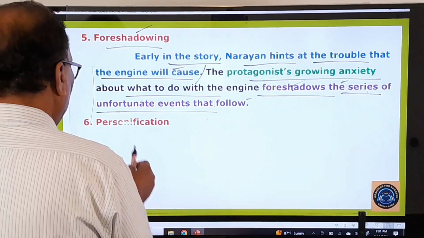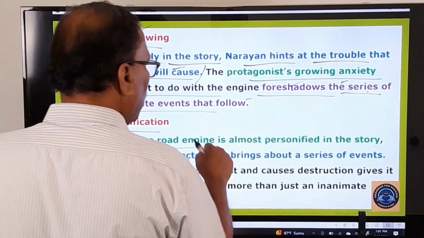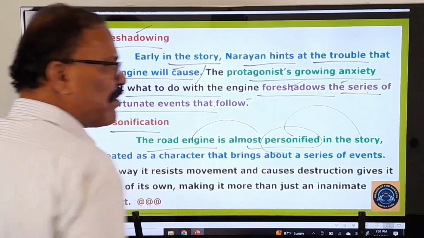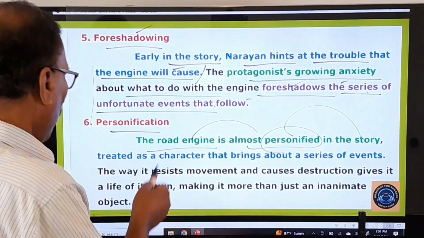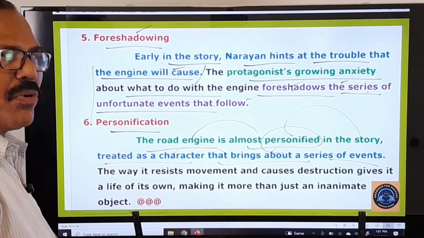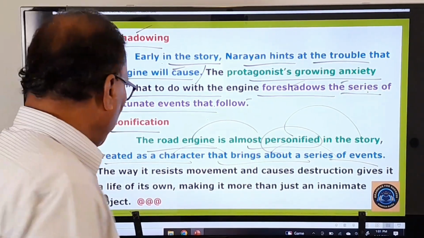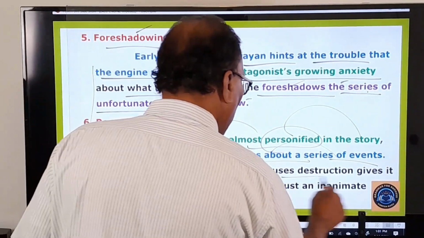And here next, personification is there. What is this personification here? The road engine is almost personified in this story. Road engine is personified here. How? Treated as a character that brings about a series of events. So this road engine has brought this protagonist so many problems, the way it resists movement and causes destruction.